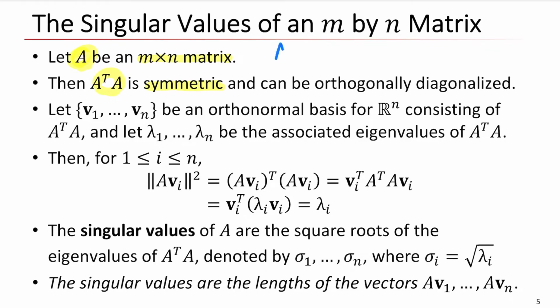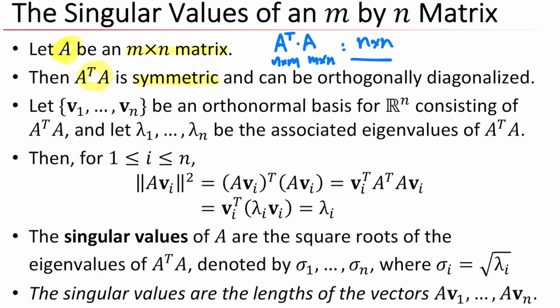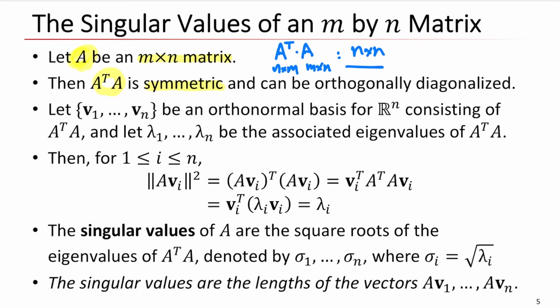So, okay, let me write this. The size of A transpose is n by m, and the size of the matrix A is m by n. So the size of A transpose times A is n by n, right? And this matrix is also symmetric.